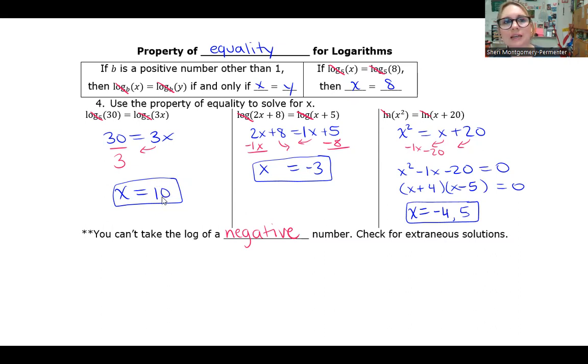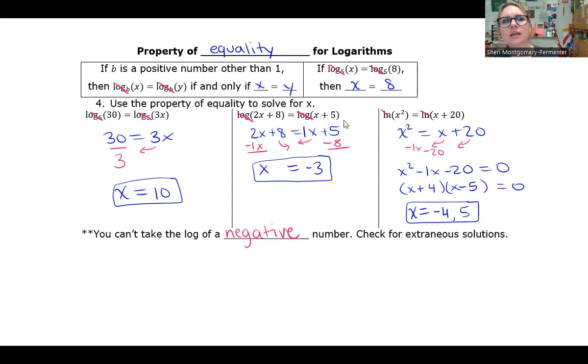If we plugged 10 in, there's not even an x here to plug it in, so that doesn't matter. But if you plug in 10 here, you get 30. Is 30 a positive number? Yeah, so that's fine. Here, this one is a negative number, so you want to double check that if you were to plug it in, does it create a negative in the parentheses? For example, if you plug in negative 3 here, what's 5 minus 3? Is that positive? Yeah. So did that create a problem?